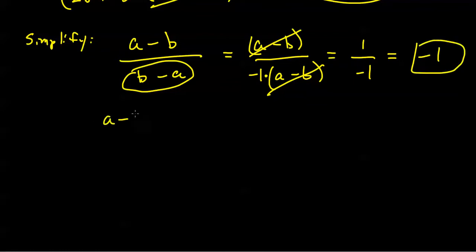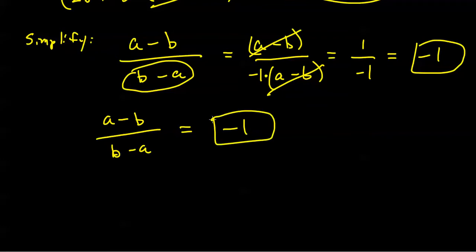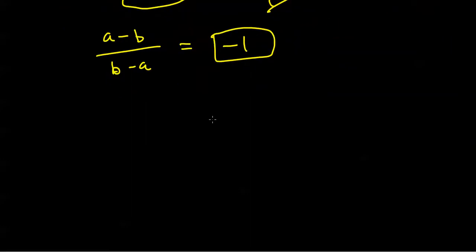So the idea here is if you can identify numerator and denominator as being opposites of each other, you can instantly reduce this to the number negative 1. And we're going to use that in many problems in this section. A minus b over b minus a always reduces to negative 1. Simplify.